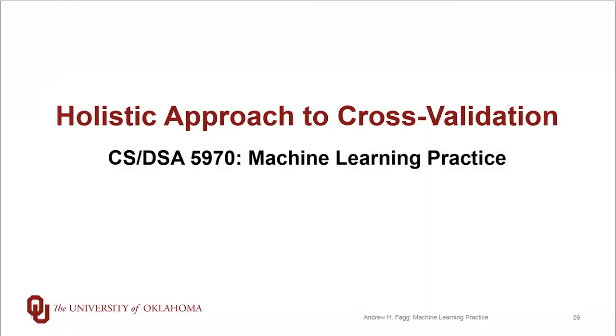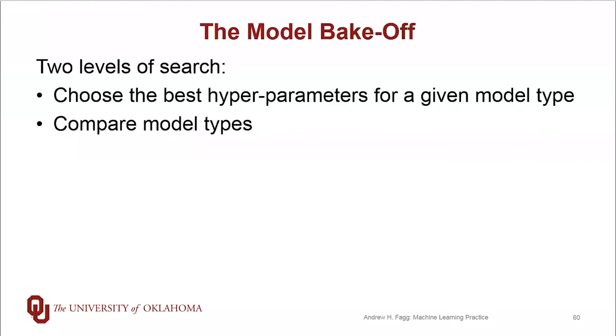We just finished up talking about grid search, and that grid search mechanism that we've been using with scikit-learn is all about trying to make choices about hyperparameter sets. However, we have the next level of problem that we need to be able to solve. So we've talked about that first bullet. The other one is this problem of the model bake-off.